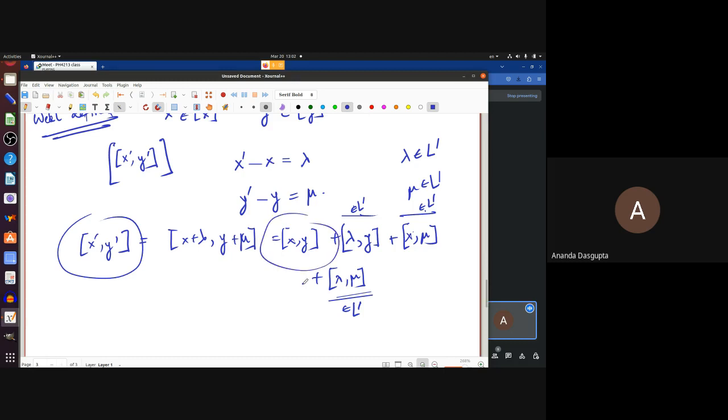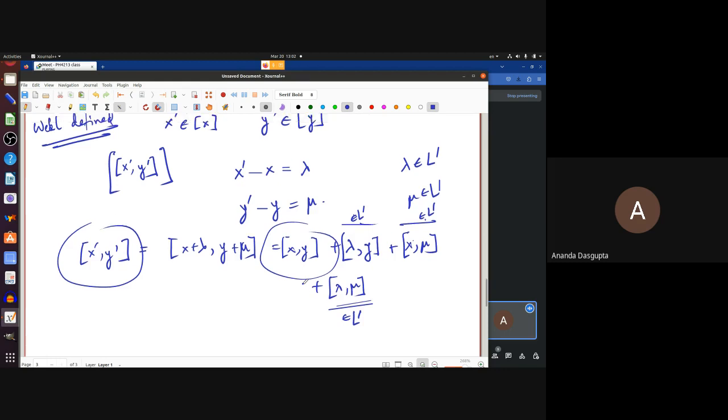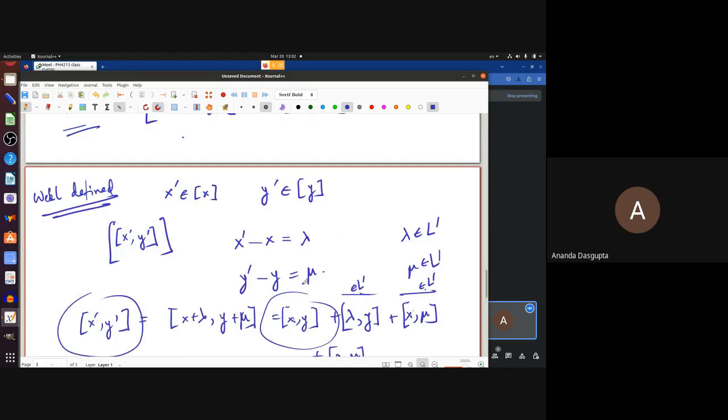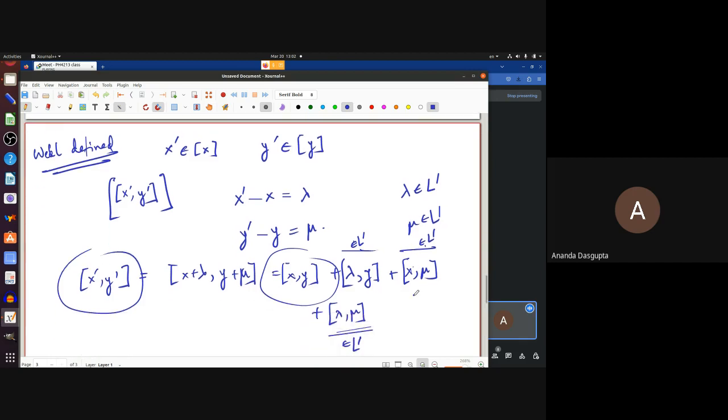which means these two brackets belong to the same equivalence class. They're equivalent to each other. So their equivalence class is the same. So this is a well-defined thing. What I would stress here very much is that L prime being an invariant subalgebra is very, very important. Without that, L by L prime would not have been a well-defined Lie algebra. The Lie bracket itself would not have been properly defined. Clear?